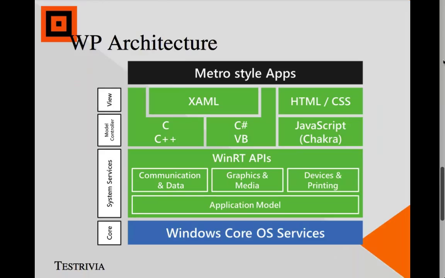Below that are the Windows Core OS services, the operating system services like interacting with the Wi-Fi driver, interacting with Bluetooth, interoperability with different apps, and call handling, which happens here in the core OS services. So being a mobile tester, you must know what you are actually dealing with.